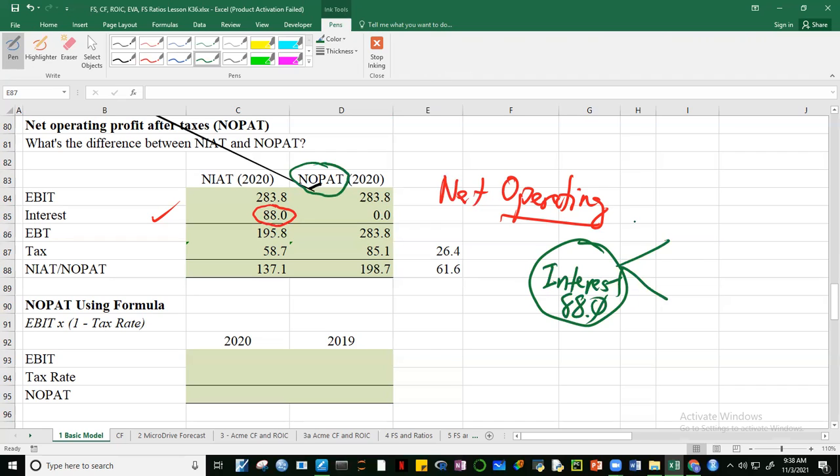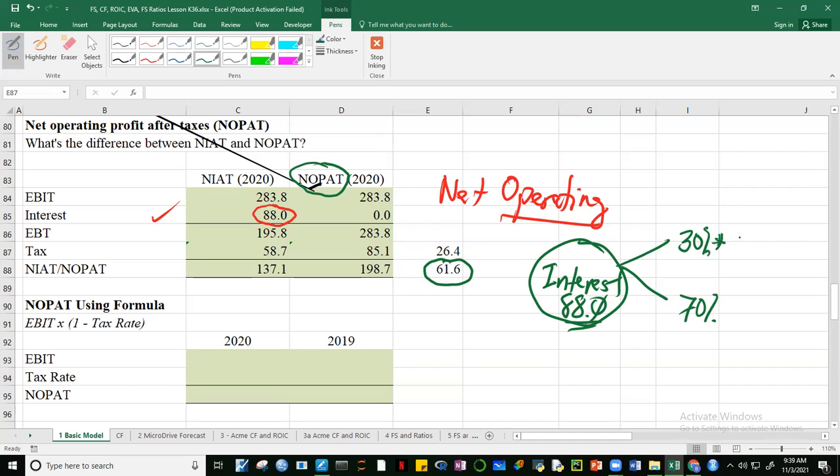your NOPAT and NIAT should be equal to the interest expense. But we see that it's not 88. It's not the interest expense. It's a figure lower than the interest expense. So what happened, guys? It's only 70%. Why? The 30%, guys, is a reduction because there's tax savings with the use of interest.